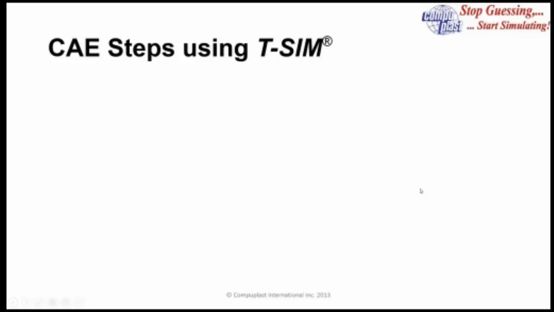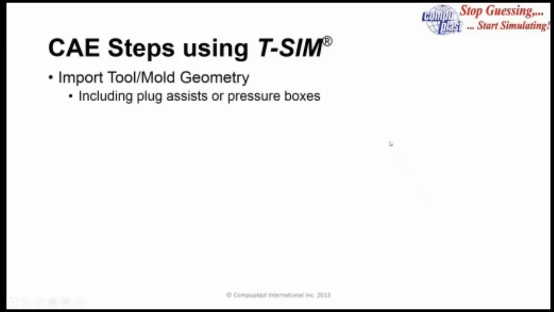Now, the steps that we use to do a thermoforming simulation are relatively straightforward. We need to import a tool or mold geometry. This includes plug assists or pressure boxes. Each forming item is considered a tool in TSIM, and that is imported typically as an STL file. There are some capabilities within the software to make simple geometries.